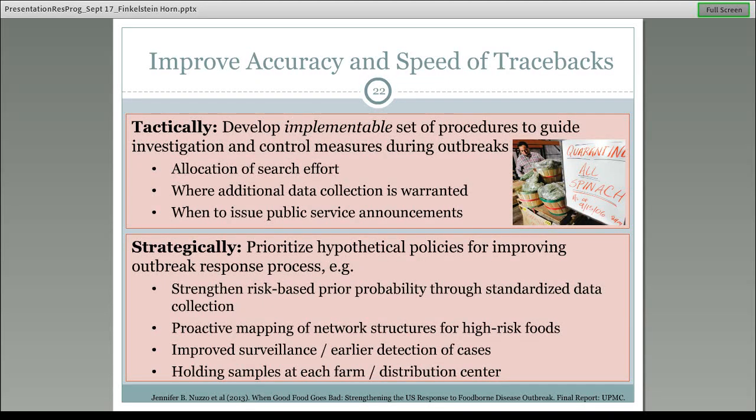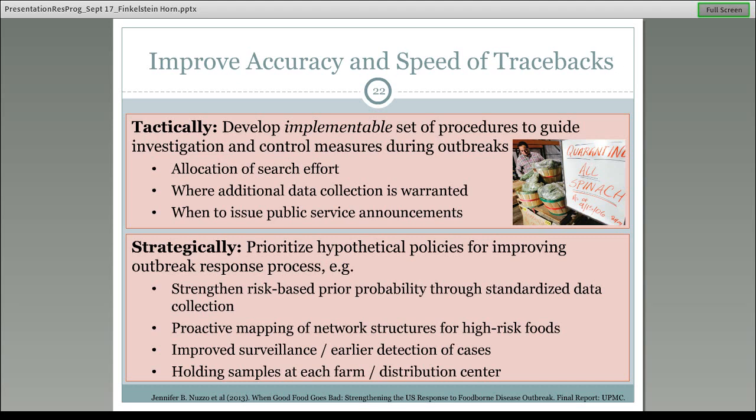So there are a number of possible policy changes. Some that we are considering and that we'll be investigating include strengthening the prior probability model through implementing a standardized data collection and thereby having access to a better set of data to work with in the time of an outbreak. Proactive mapping of network structures for high-risk foods. So we know that there are often outbreaks in certain types of foods, and having pictures of those food supply chains in advance to help us speed the process during an actual outbreak.